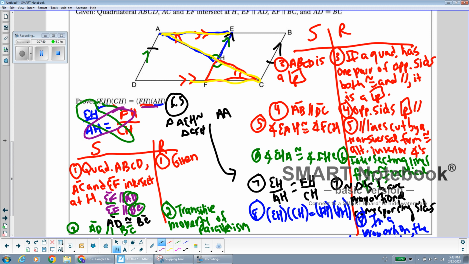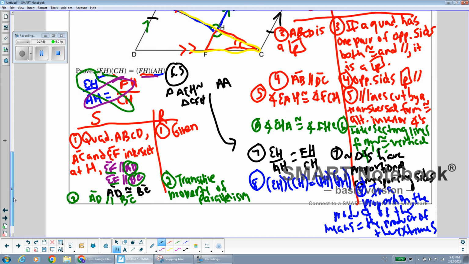And then after that, it's one more step to prove the product that we want. And to prove a product, it's always the same reason. In a proportion, the product of the means equals the product of the extremes.